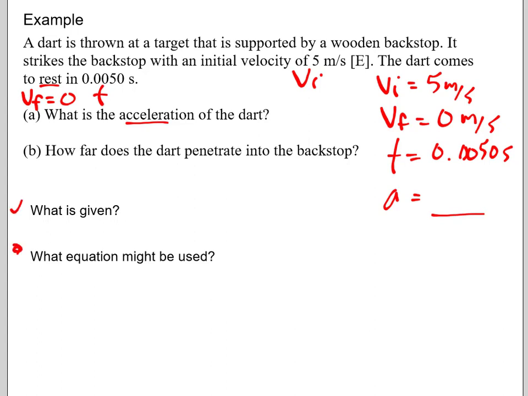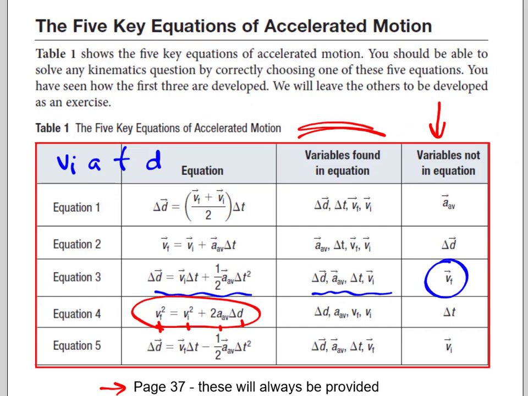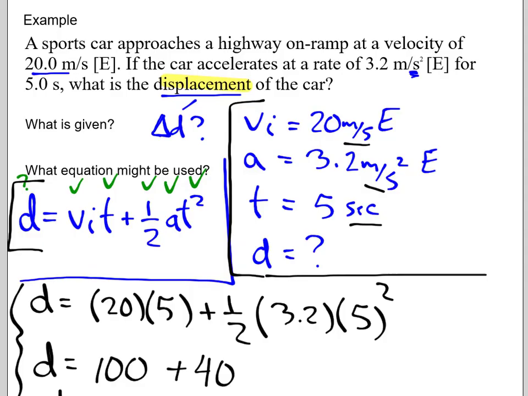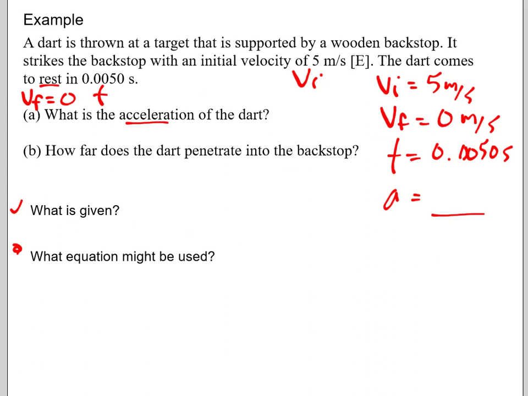Now we need to find an equation. So something that has VI, VF, T, and solves for an A. So if we jump back here, I'm thinking, well, we didn't have any D information, so we can't use equation 1. But if we look at equation 2, we had VF, we had VI, we had T, and we were looking for A. So I would use equation number 2. Let's go write that down. So equation number 2, VF equals VI plus AT.